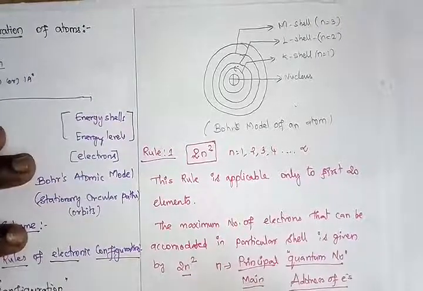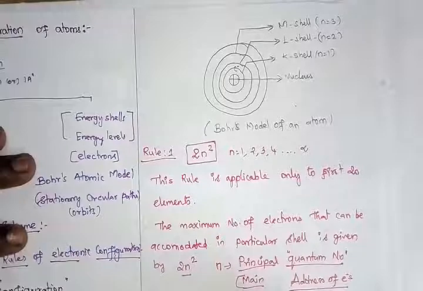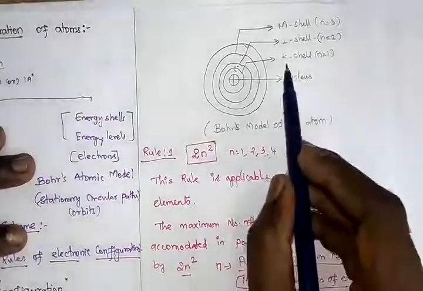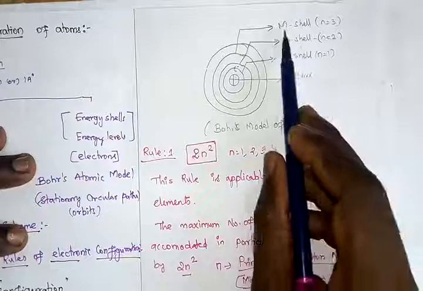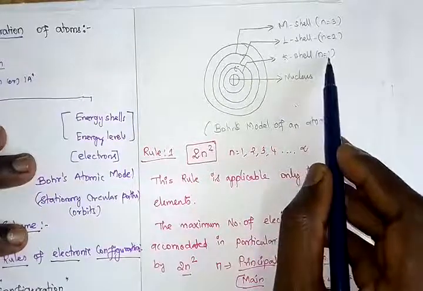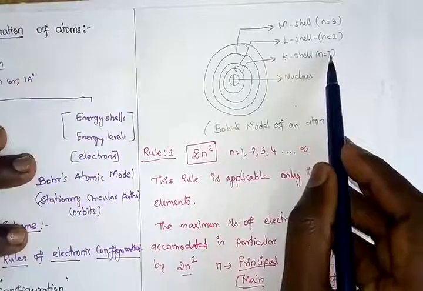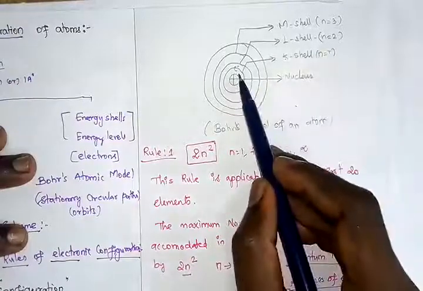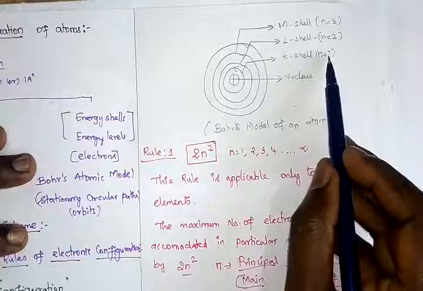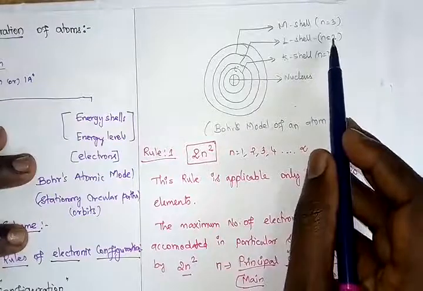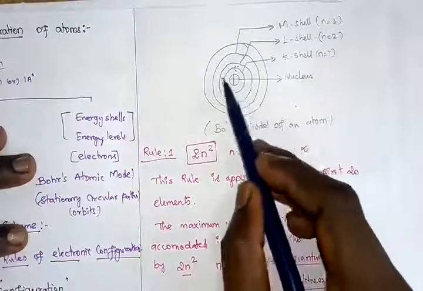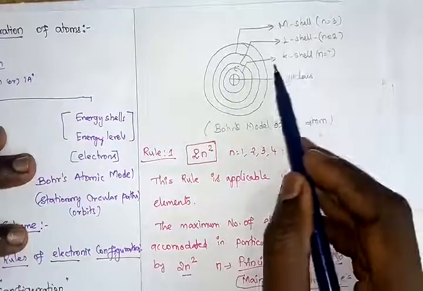So let us revise one more time. We talk about main energy levels. What are the main energy levels? K shell, L shell, M shell. For K shell, the value n is equal to 1. That means when the number is small, it is very close to the nucleus. So n is equal to 1 is very small. When compared to 2, 3, it is very close to the nucleus. n is equal to 2 means a little far away from the nucleus.